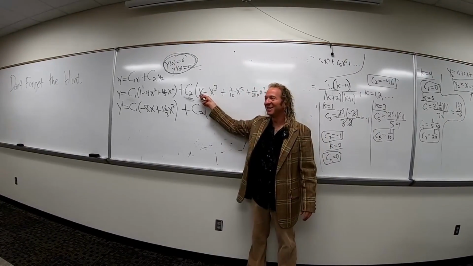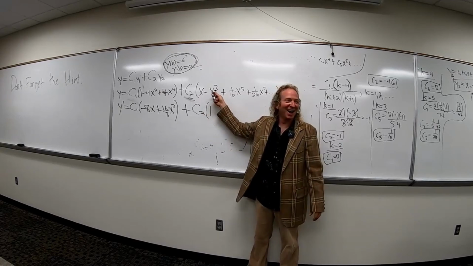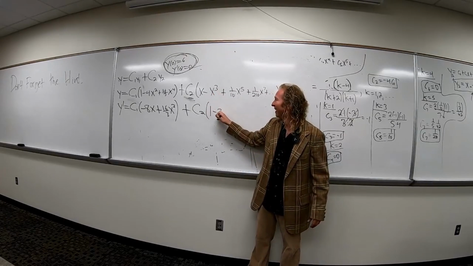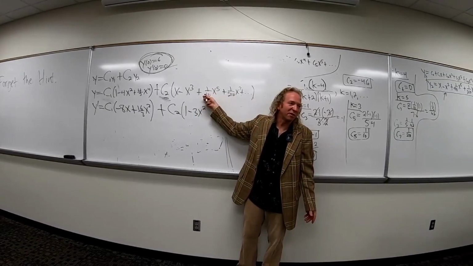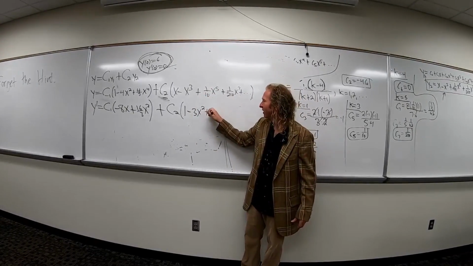This is 1. This is 1. This will be minus 3x squared. 5/10 x to the 4th. It's 1/2. Yeah, good. Thanks, Gage.